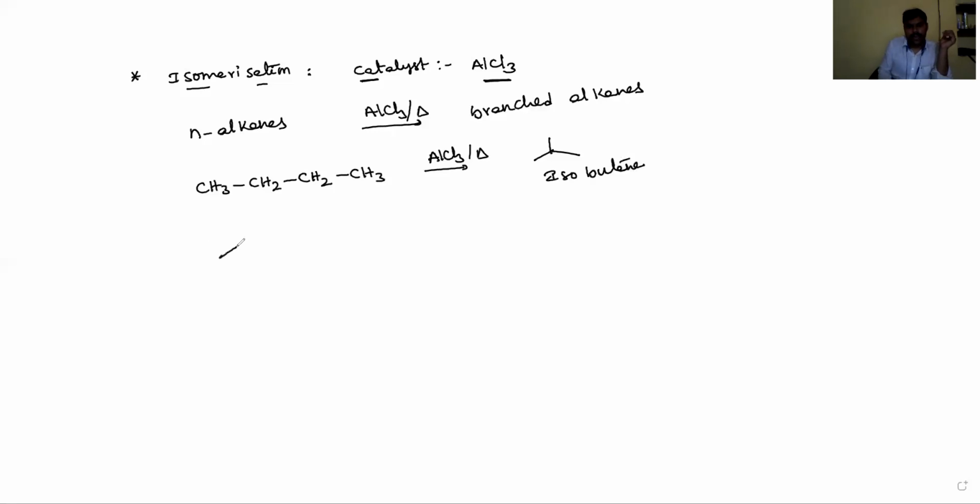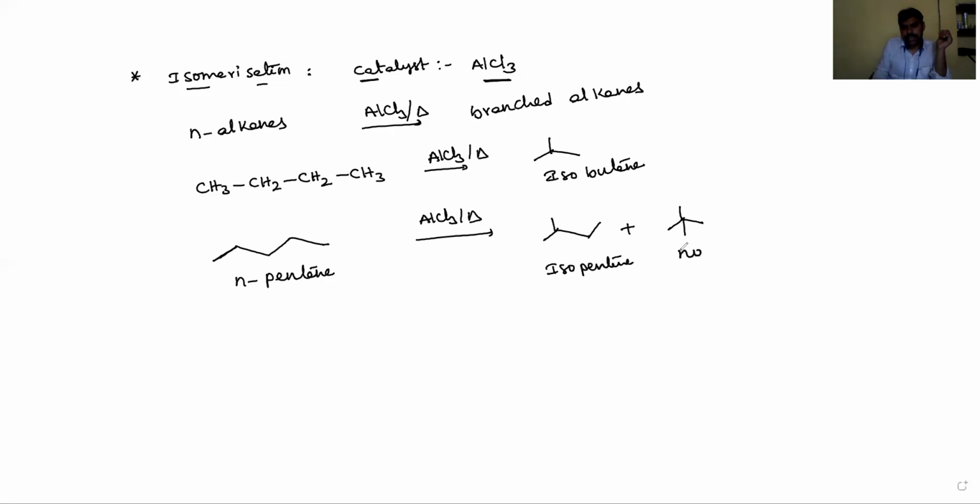The same way you have to take N-pentane, 1, 2, 3, 4, 5. N-pentane on isomerization in the presence of AlCl3 produces isopentane and neopentane. Okay, these are the products. So higher alkanes, N-alkanes are converted into branched alkanes in the presence of AlCl3. So AlCl3 is called the isomerization catalyst.